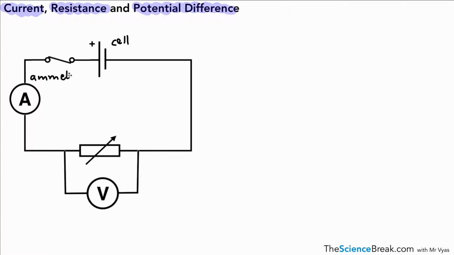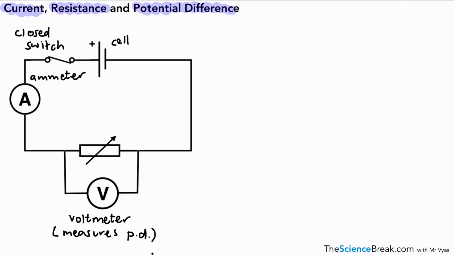We've got a cell, which is a source of potential difference. We've got an ammeter, which measures current. We've got a closed switch there, and closed means it's going to allow current to flow. Here is our voltmeter, which is measuring the voltage across our component. Remember, a voltmeter measures potential difference. You can say it measures voltage, but you will always be given the words potential difference in your exam.